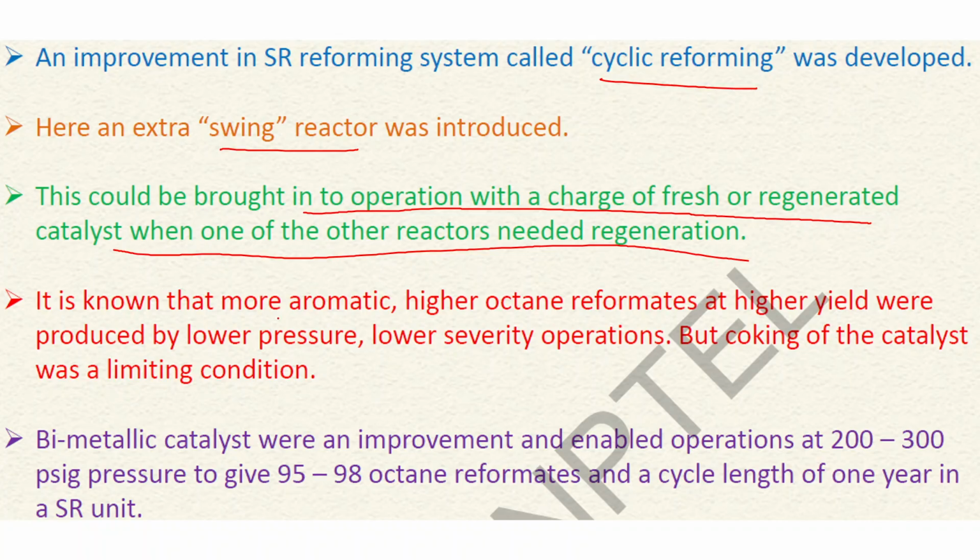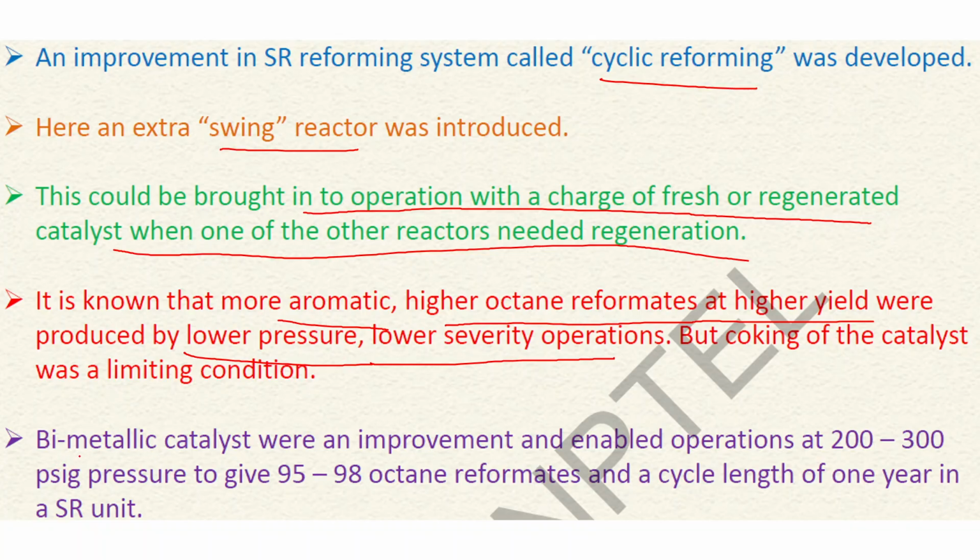It is known that more aromatics and higher octane reformate at higher yields are produced at lower pressure. So lower pressure and lower severity means good quality. But if coking of the catalyst takes place, then we need to increase the severity to limit the coking of the catalyst. So basically the quality and coking limitation counteract each other.